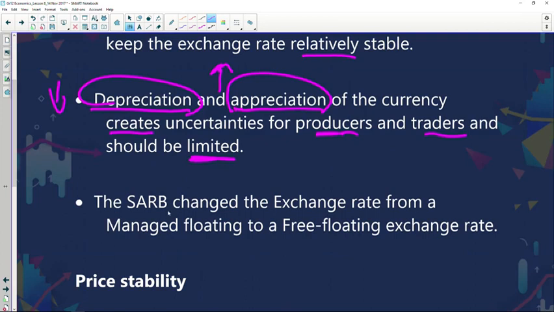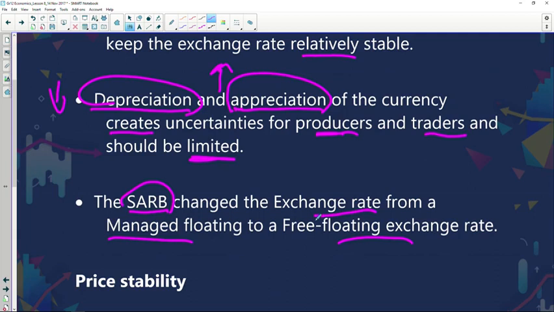And now the South African Reserve Bank, which is our central bank, changed the exchange rate from the managed floating to a free floating exchange rate. Okay, so you could be sitting there at home and say, hang on, what is a managed floating and what is a free floating exchange rate?